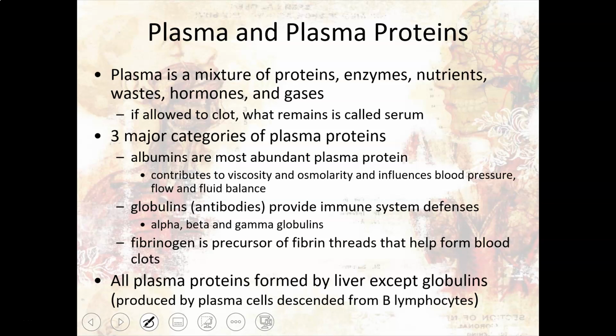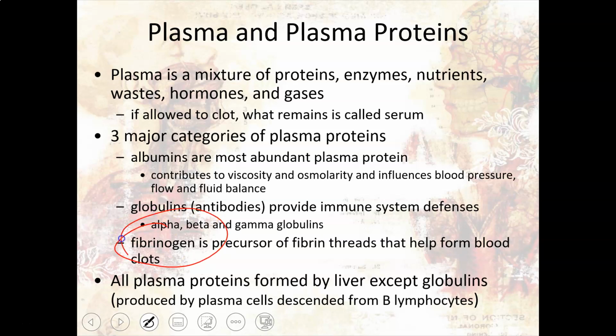Now in plasma we've got proteins, and we have the albumins. The albumins are the most abundant of the proteins. They contribute to the thickness of plasma and the osmolarity of plasma, which is this pull on water. So in that way it's going to influence blood pressure, because the more fluid you have in the blood, the more pressure you have in the blood. Also, it's going to affect balance of fluid in terms of movement of fluid, for instance, the kidneys. The globulins are antibodies and part of your immune system. More on that later. Finally, we have fibrinogen, which is the precursor of something called fibrin that makes blood clots.